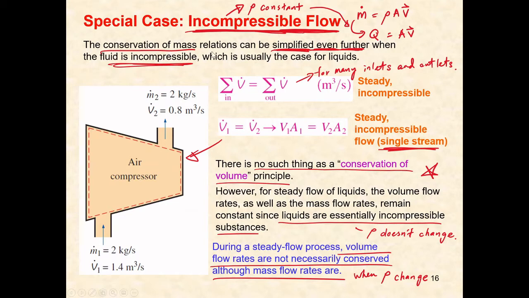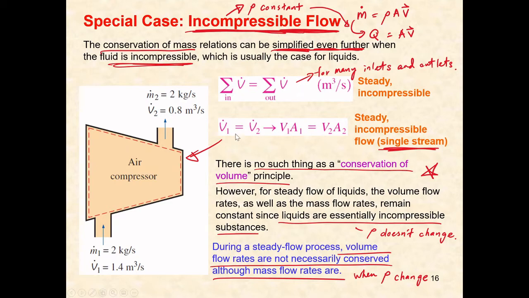The conservation of mass relation can be simplified even further when the fluid is incompressible, which is usually the case for liquid. Therefore you have a volumetric incoming flow rate equal to the volumetric outgoing flow rate. Volumetric flow rate is meter cube per second. For many inlets and outlets, you can use this equation. You can have 1 inlet, 2 inlets, 3 inlets, and 2, 3, 4 outlets; you can have multiple outlets.